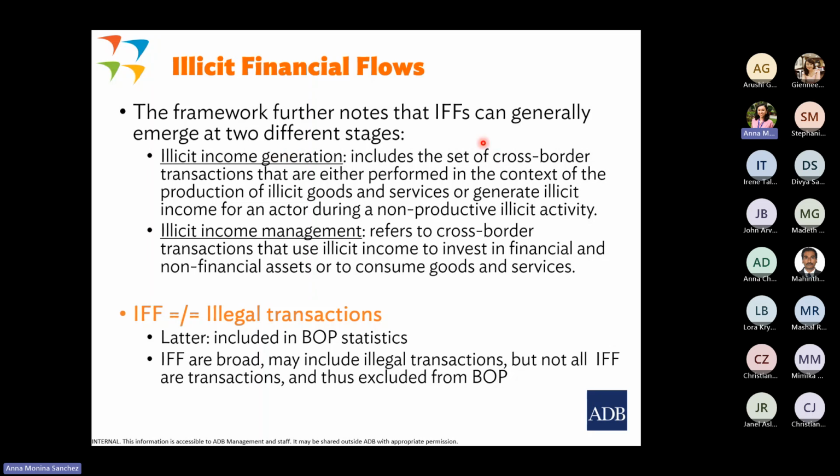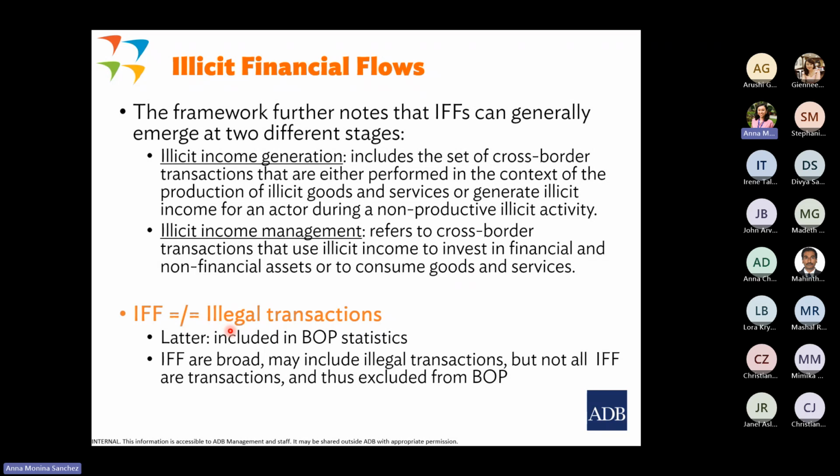That framework further notes that IFFs can generally emerge at two different stages. Number one is through illicit income generation, which includes the set of cross-border transactions that are either performed in the context of the production of illicit goods and services or generate illicit income for an actor during a non-productive illicit activity. Second is illicit income management, which refers to cross-border transactions that use this income earned to invest in financial and non-financial assets or to consume goods and services. So again, the important keyword here is non-productive illicit activity.